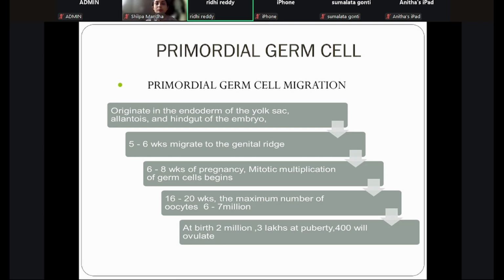The maximum number of oocytes is seen at around 4 to 5 months, around 6 to 7 million. At birth, there will be a reduction to around 2 million, and at puberty around 3 lakhs. And about 400 will ovulate during the lifetime.